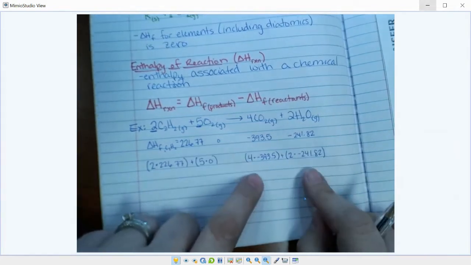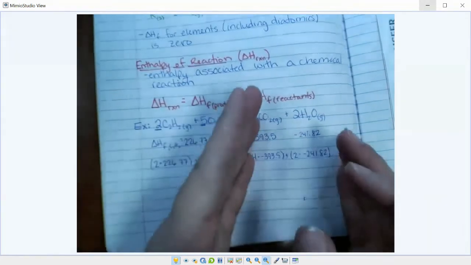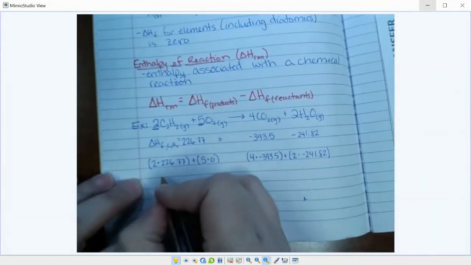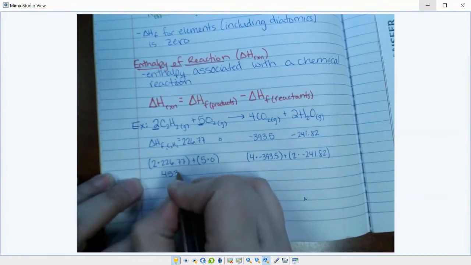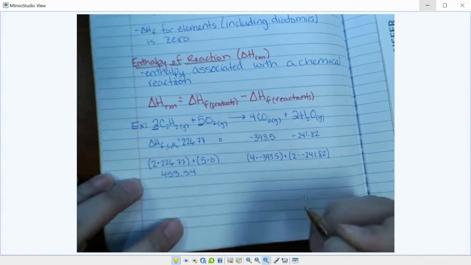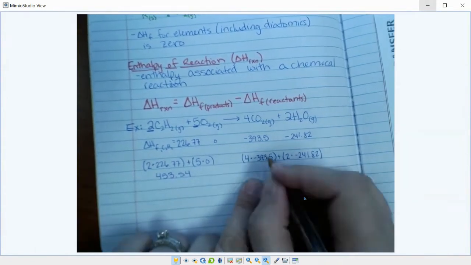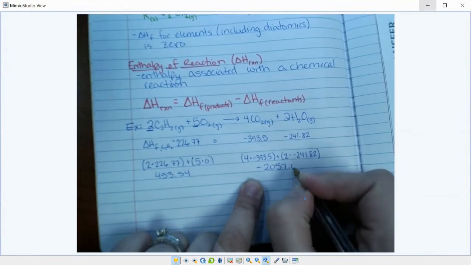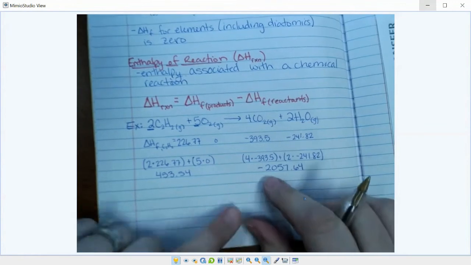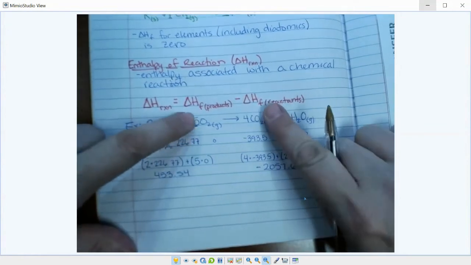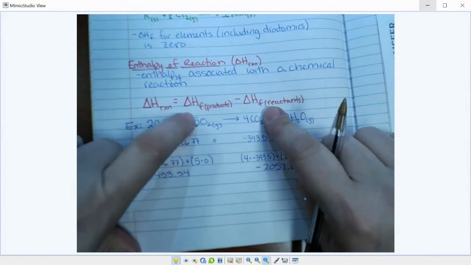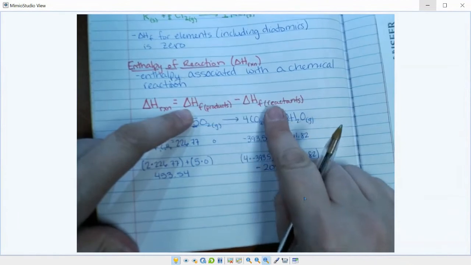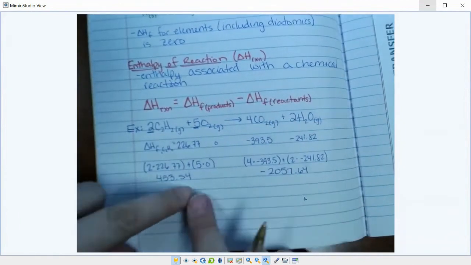So I crunch those numbers and I keep the reactants separate from the products. So on the reactant side, when I do this math right here, I find that this comes out to be 453.54. And then over here, this all comes out to be negative 2057.64. Now I'm prepared to put into this equation here, this simple subtraction. But just remember that it's products minus reactants. So when you're reading this from left to right, it's going to be backwards.